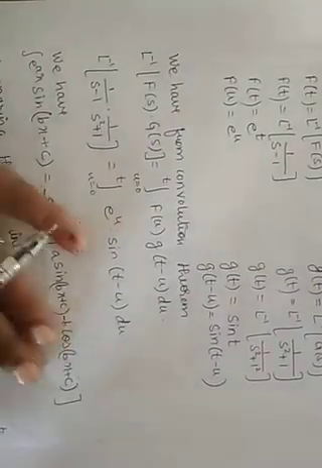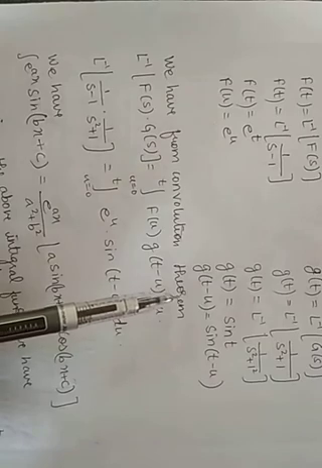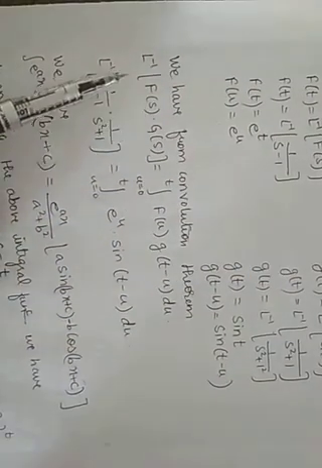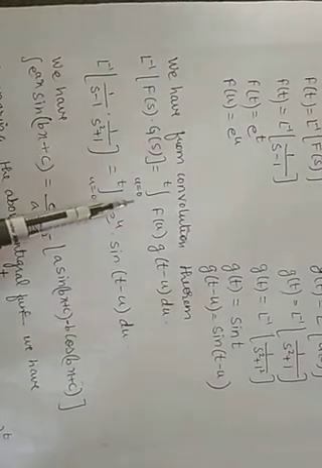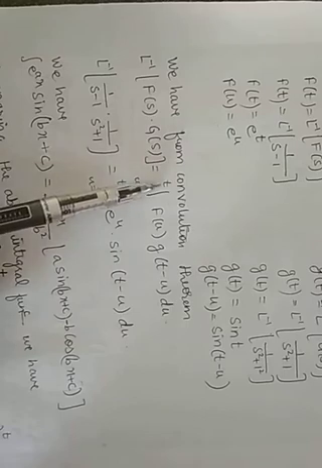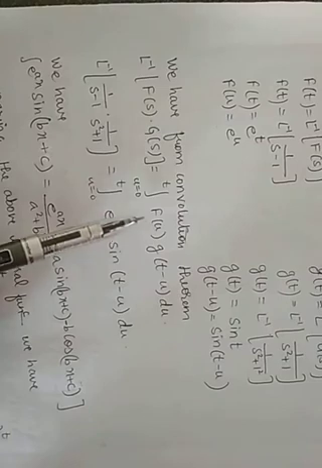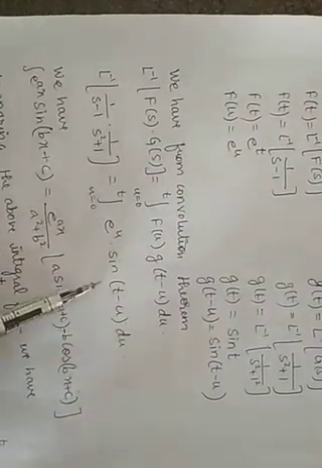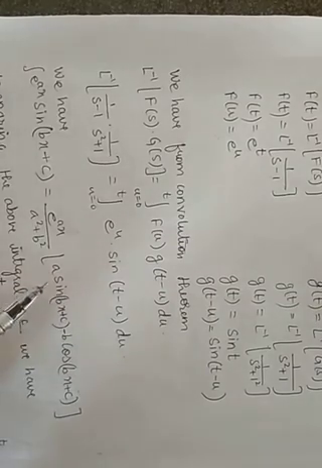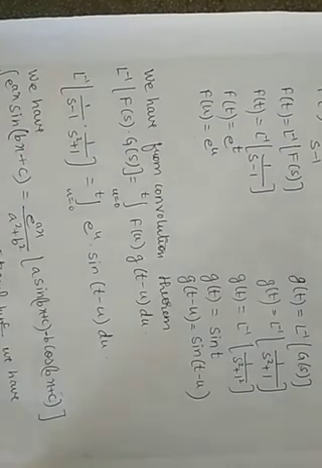Hence now we will consider the convolution theorem, once you have f of u and g of t minus u. The convolution theorem is stated as L inverse of f of s into g of s is equal to the integral from u equals 0 to t of f of u into g of t minus u du. What is f of u? It is e raised to u. G of t minus u is sin of t minus u. Now if you see, it is a product of two functions, in which one is the exponential function and another one is the trigonometric function, that is sine.